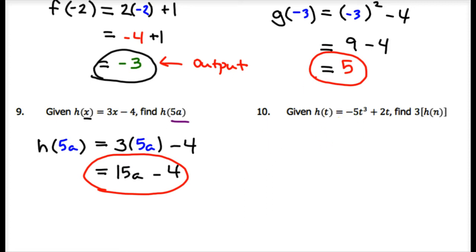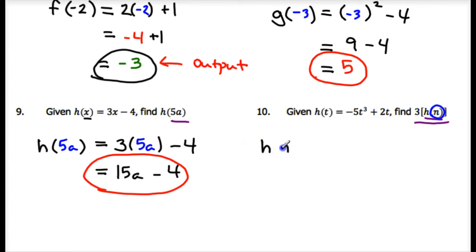Okay, number 10, I have h of t equals -5t cubed plus 2t. I'm supposed to find 3 times h of n. At first this one's going to look a little tricky, but again, it's working the same way. So first of all, I'm going to ignore this 3 for a second. Let's just focus on this h of n value. All this is asking me to do is take my function, h of t, and plug in an n instead of a t. So it's going to look like this.